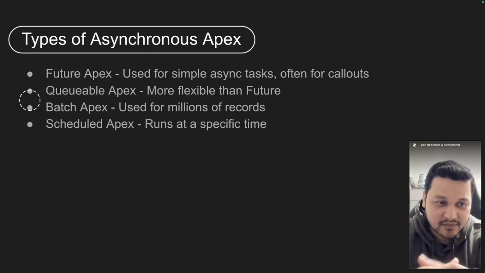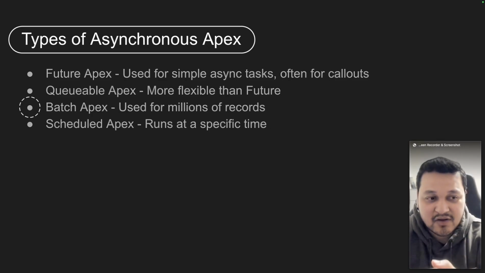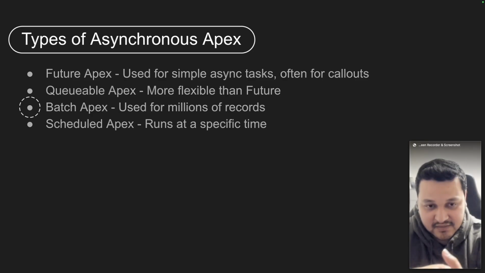and allows you to do a lot of things which you cannot do with Future. Batch Apex is basically, let's say if you want to update 100,000 records, then you use Batch Apex. You don't do anything else with that primarily. So that's what Batch Apex is used for.